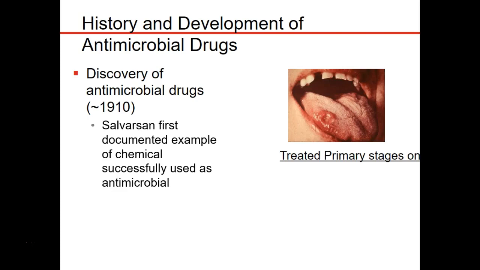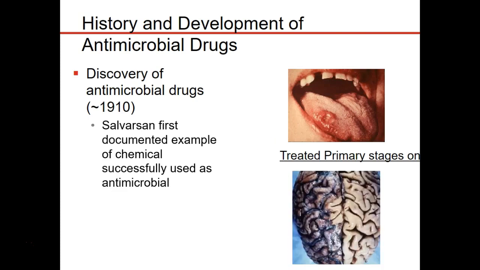Syphilis has three basic stages: primary, secondary, and tertiary. So the primary stage was the first stage, when there were cankers found on the body. Sometimes, well, there you can see a canker on this tongue. You might find a canker in the genital regions or other regions of the body. That was the first sign that you had syphilis.